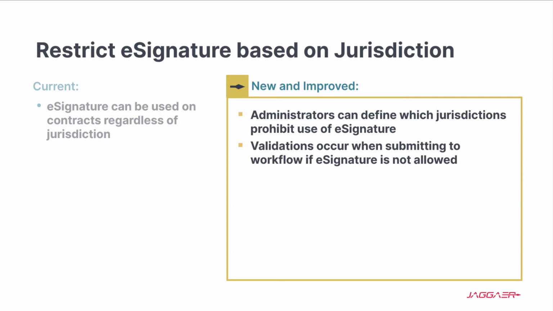If this setting is enabled and contract managers try to use e-signature with a jurisdiction for which it is prevented, a validation will occur that will prevent them from submitting the contract to workflow. Let's go right into Contracts Plus and take a look at how this feature works.